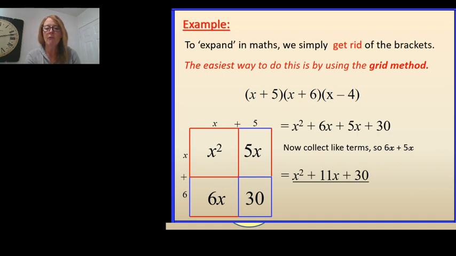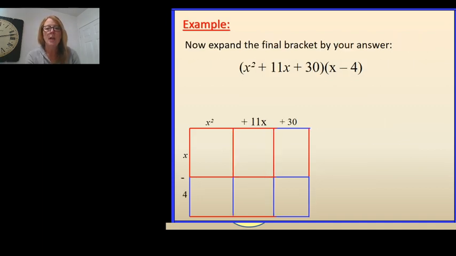Now I'm going to use that information to put in a second grid, but utilising the third bracket, the x minus 4 bracket. Okay, so here's my answer to the first bit of the grid, x squared plus 11x plus 30. I'm going to bring in the final bracket, the x minus 4. Again, I'm going to set up my grid, and you can see this time it's a little bit bigger because I've got an extra term in that answer box from the previous answer.